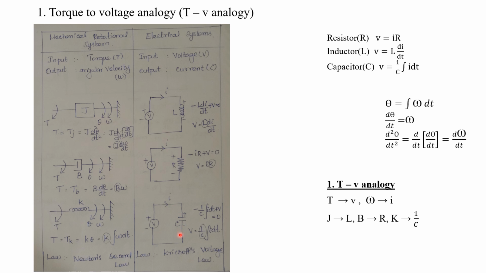Now we have to go through the circuit like this. From minus to plus, it will be plus. This voltage is V. Okay, V is equal to 0. If you rearrange this, we will get V is equal to 1 by C into integral I dt.